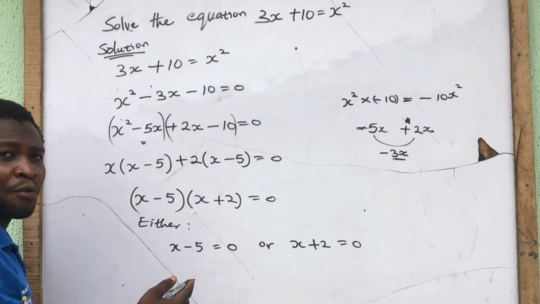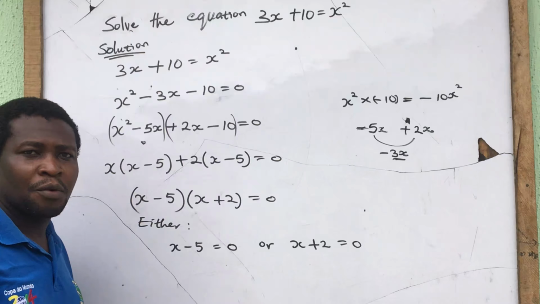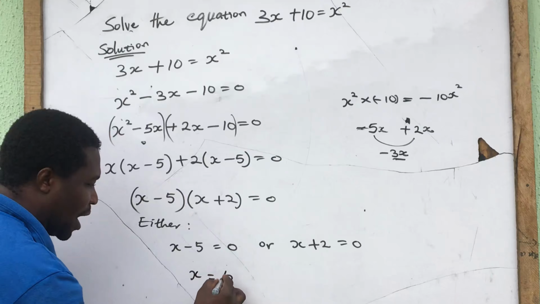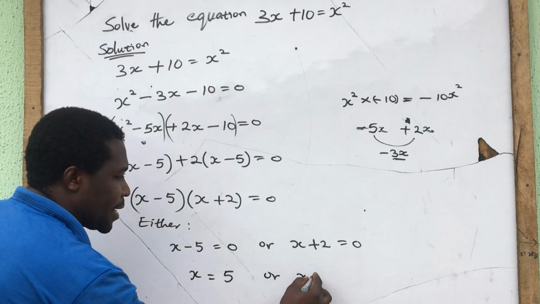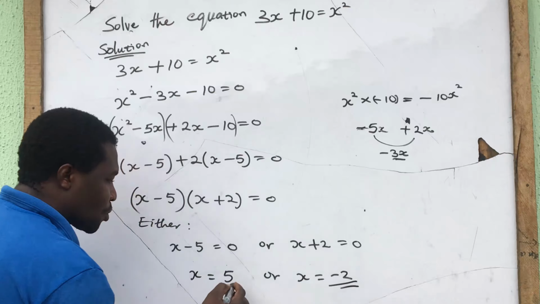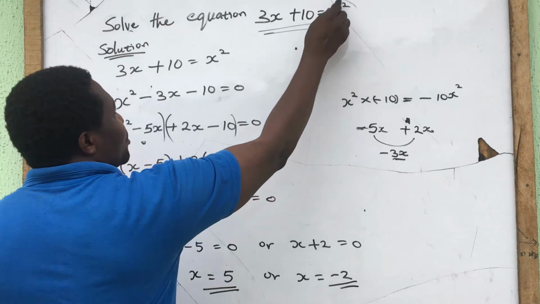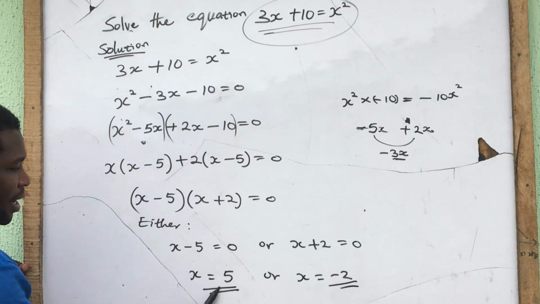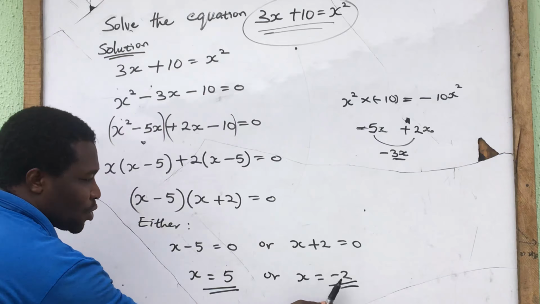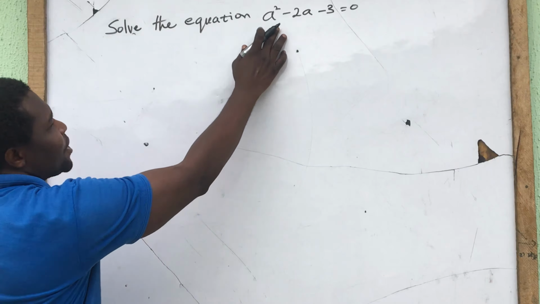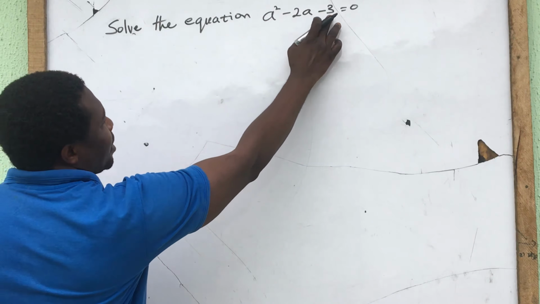So to get the value of x, we make x the subject of the formula. So x equals 5 or x equals minus 2. So these are the roots of this quadratic equation. The roots of this equation are x equals 5 or x equals minus 2. Solve the equation a squared minus 2a minus 3 equals 0.